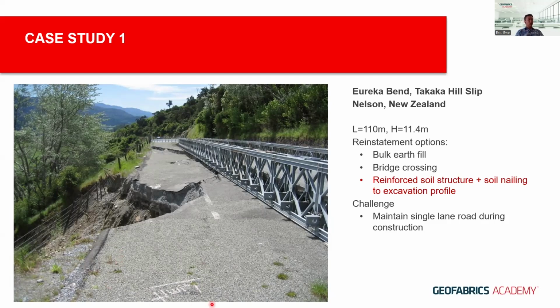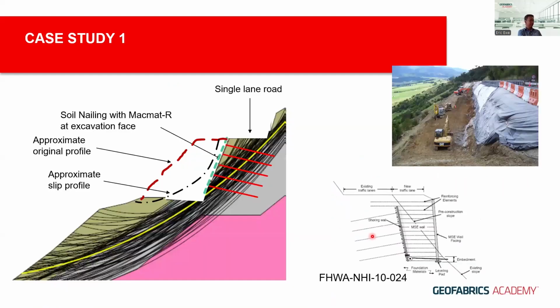And the initial concept of reinstatement options comes down to filling up the entire slope area, including the downhill, with a bulk of filling, very costly and slow, or otherwise build a bridge across, okay? And the third option was a reinforced soil structure, plus some soil nailing behind the excavation profile during construction to allow for the traffic to go on. So this is the main challenge, basically: to maintain the single lane road during construction.